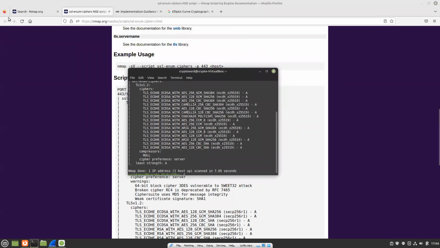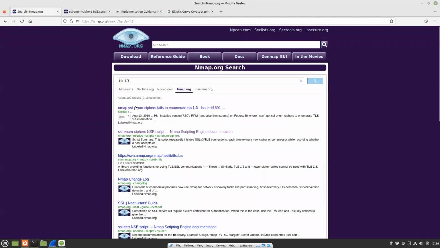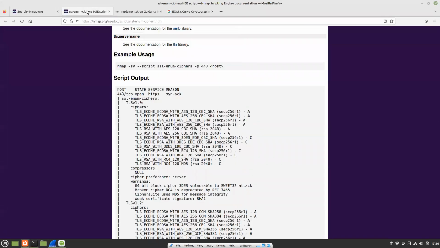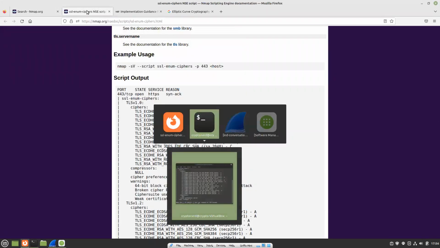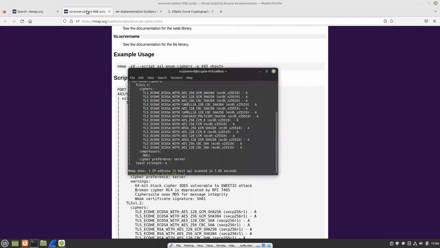And I did find some issues where it fails to enumerate. That was a couple years ago. I thought I saw it working. I don't want to pick on anybody. I'm not sure. So that's one limit of Nmap.